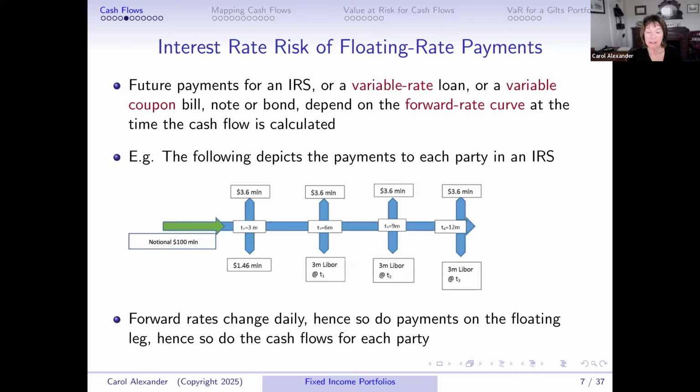So for example, here's a picture of the payments to each party in an interest rate swap. So remember, for a swap, we have some notional amount. It doesn't really exist, it's just notional, but it's how we calculate the payments. $100 million does not exchange hands at all. It's only the payments that are calculated relative to that notional amount. And above we have the fixed rate payments, they're the same all the time. And below we have the floating rate payments.